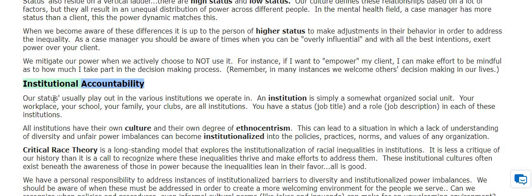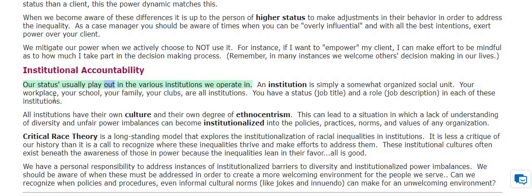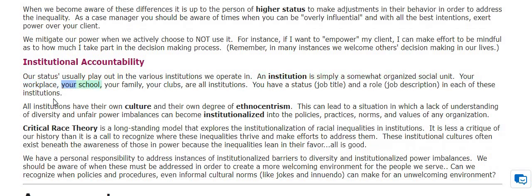Institutional accountability. Our status usually plays out in the various institutions we operate in. An institution is simply a somewhat organized social unit. Your workplace, your school, your family, your clubs, are all institutions. You have a status, job title, and a role, job description, in each of these institutions.